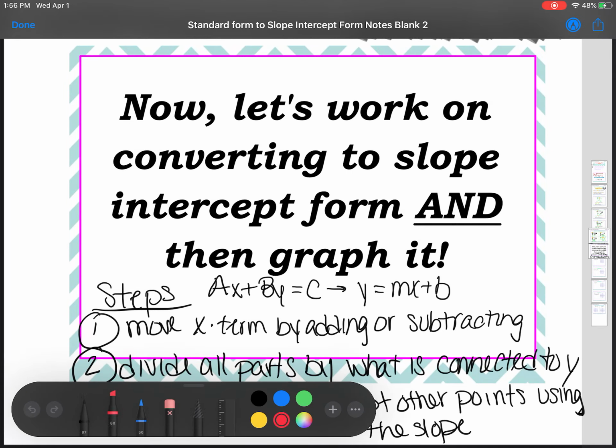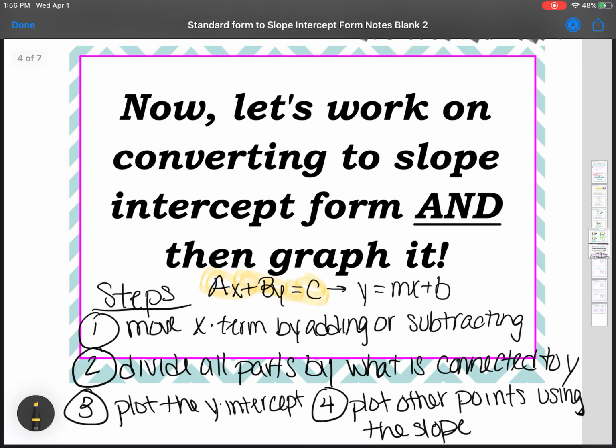So far we have been identifying parts of slope-intercept form. We have done converting from standard form into slope-intercept form. We have graphed slope-intercept form, and now we're going to be converting and then graphing. So the steps are still the same.